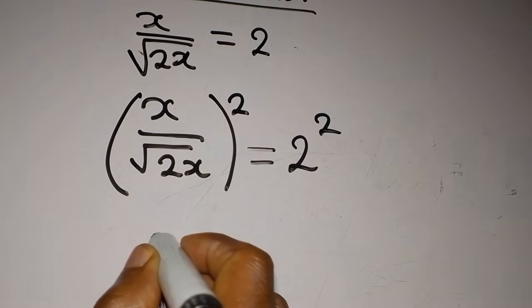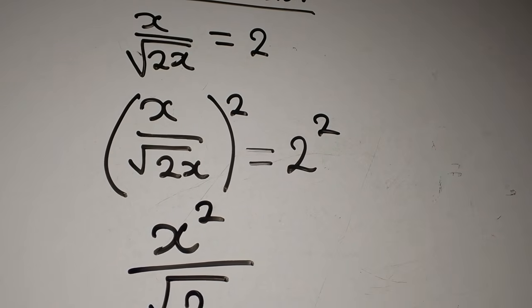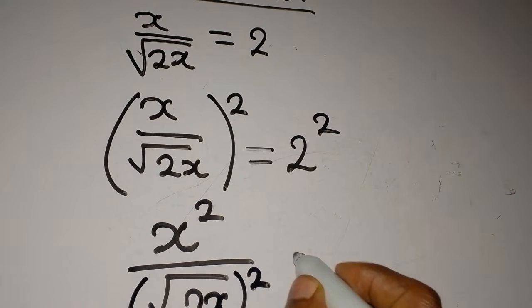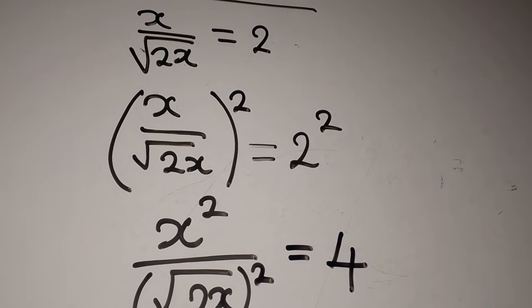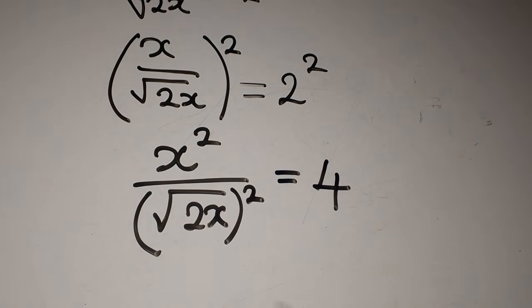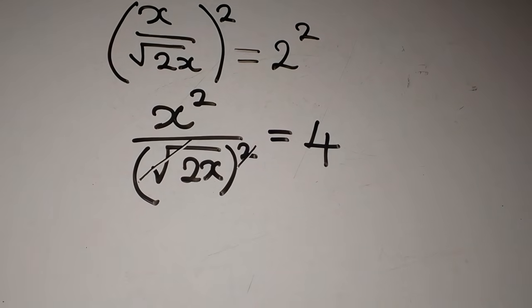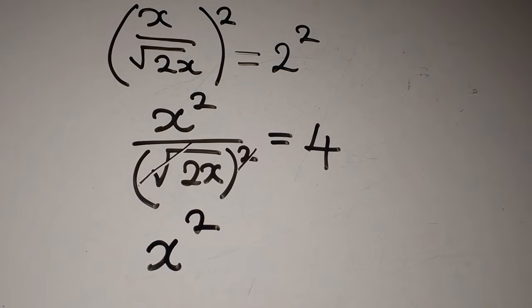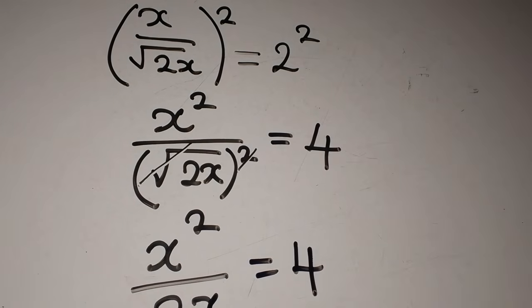So I will do that here now, as I have x to the power of 2 all over the square root of 2x. So this will be squared as well. And on the right hand side, we already have 4. That is 2 squared. So from here now, the square root and the square will go, so that on the left hand side, we have x squared over 2x, and it's equal to 4.